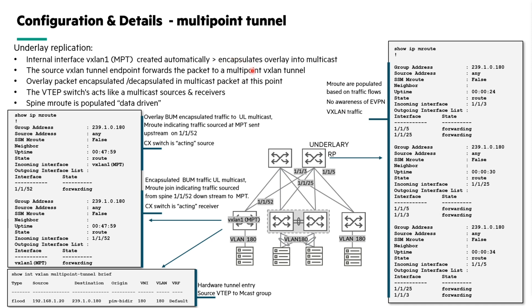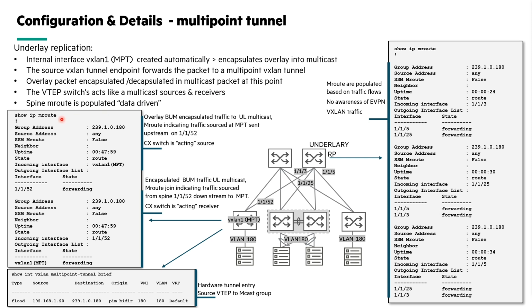So the source VTEP forwards the packet to this multipoint VXLAN tunnel. And in fact, the overlay packet is encapsulated and decapsulated in a multicast packet at this point. And this is how the source VTEPs act like both multicast sources and receivers. There's no IGMP or MLD configuration required. It's all done automatically.